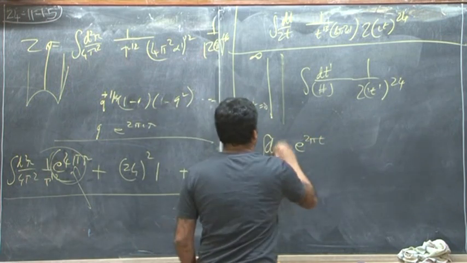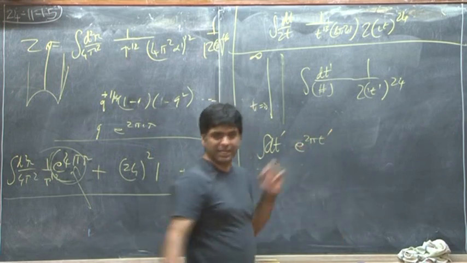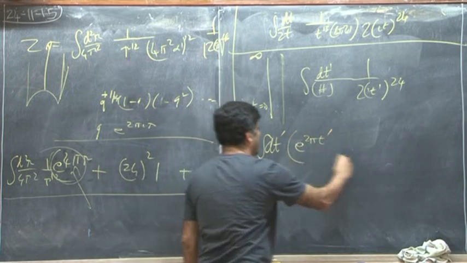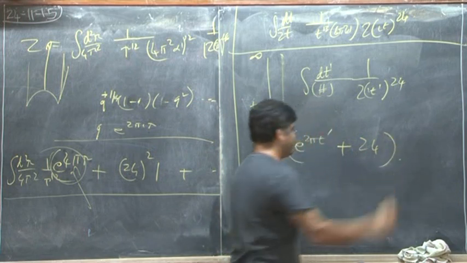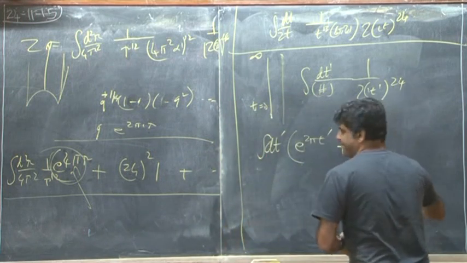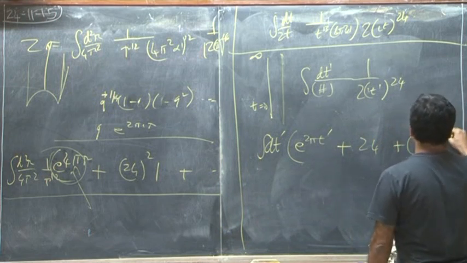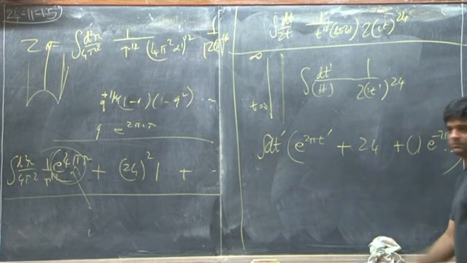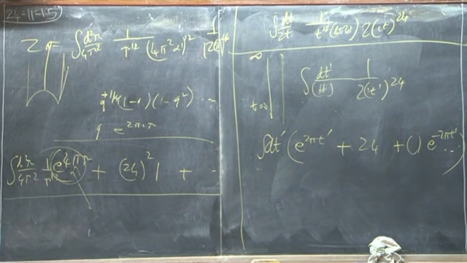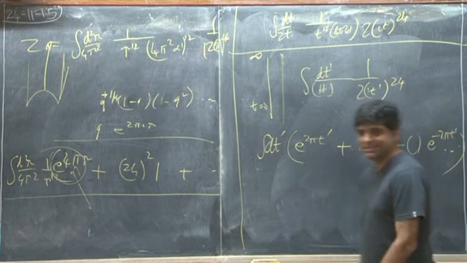So we have dt, and we're looking at dt prime, we're looking at large t prime. First term was e to the power pi t prime. The next term was 24. And then you had things suppressed, plus some number that is minus 2 pi. This clear? This gives you a divergence.